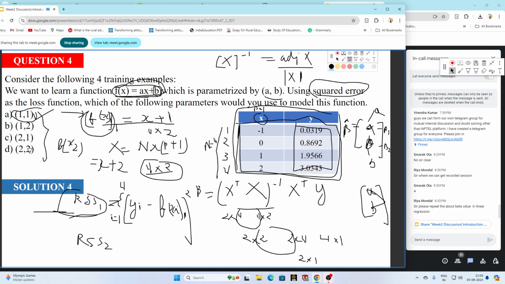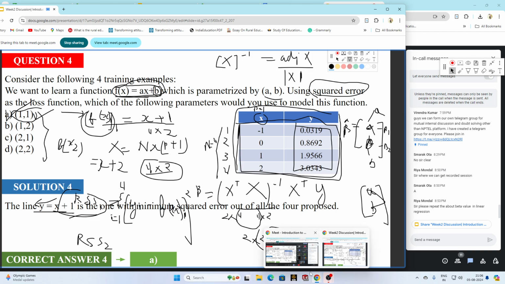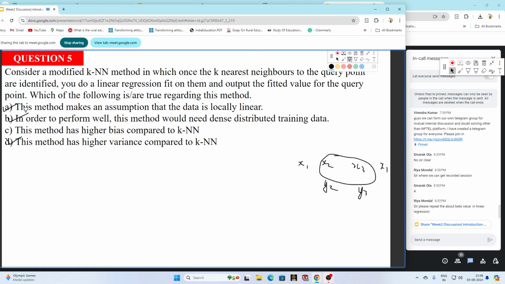Okay, so we will compare the RSS, which one will have the least RSS, that is which one will have the least error, that we will be considering. Okay, so whenever we do the RSS, you can see option A will have the least RSS, so that will be your answer. Okay, so option A is your correct answer. Is it clear? Any doubt in this question? No, sir. Okay. So let's move on to the next question.